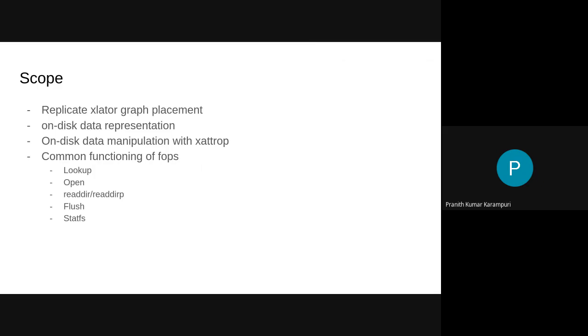Then the third one is on-disk data manipulation, how we actually keep this data represented on each file and directory using xattrs. Xattrs are an internal operation that we have come up with, so that is something that we will see. Then we will look at the common FOPs that are used in replication. These don't follow any transactions like those followed in read or write transactions. But yeah, that is one more thing that we will look at today.